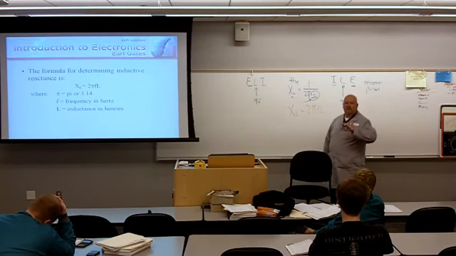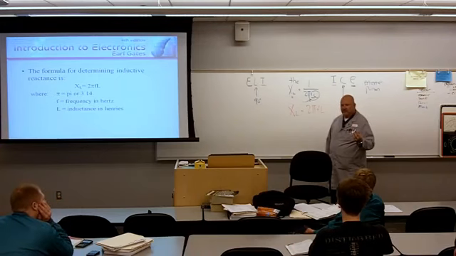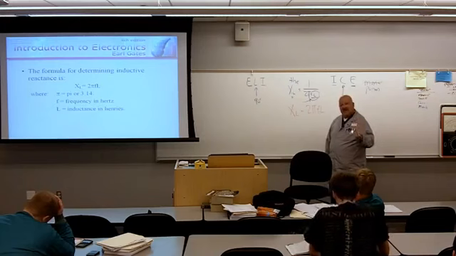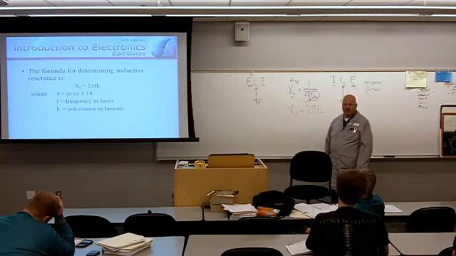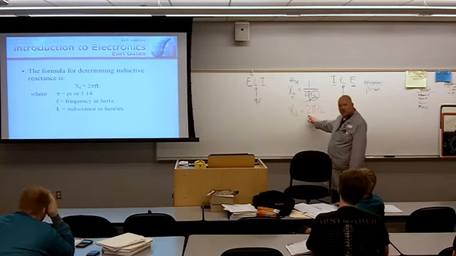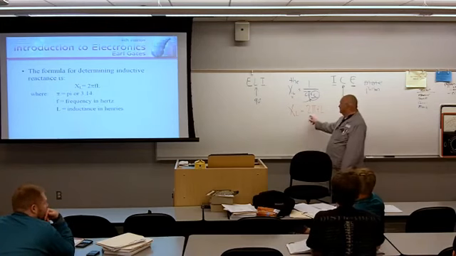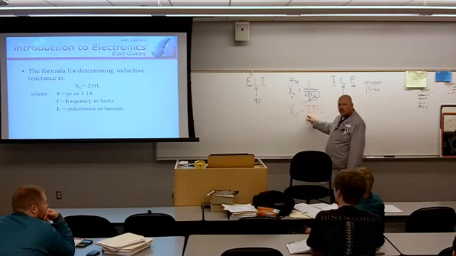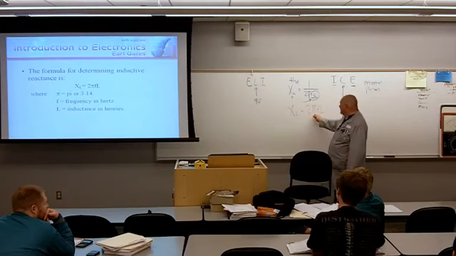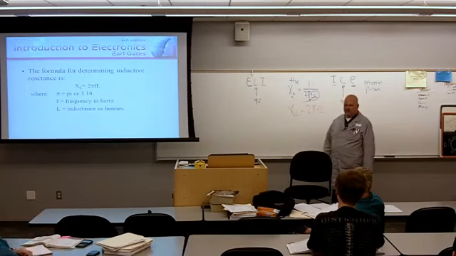2 pi, which represents that we're dealing with not one alternation, but both alternations, or the entire cycle of a sinusoidal waveform. The positive alternation would be 1 pi. The second pi is the negative alternation. So this tells me we're dealing with the whole enchilada, the whole sinusoidal waveform. 2 pi, 2 times pi times f, the frequency in hertz, times L, the inductance in henries.